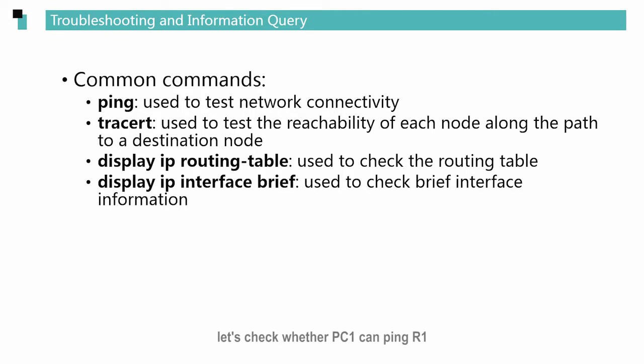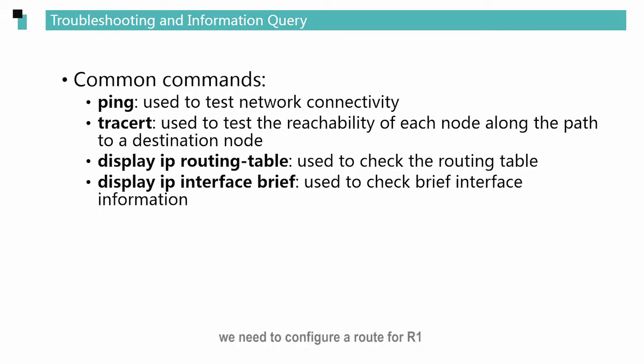PC1 needs to communicate with PC2. First, let's check whether PC1 can ping R1. The ping succeeds. Can PC1 ping R2? Let's have a try. The ping fails. Because R2 has no route to PC1, this means that PC1 cannot ping R3 or PC2 either. To allow PC1's packet to reach PC2, each hop along the path must have a route to PC2. However, R2 and R3 do not have such a route.